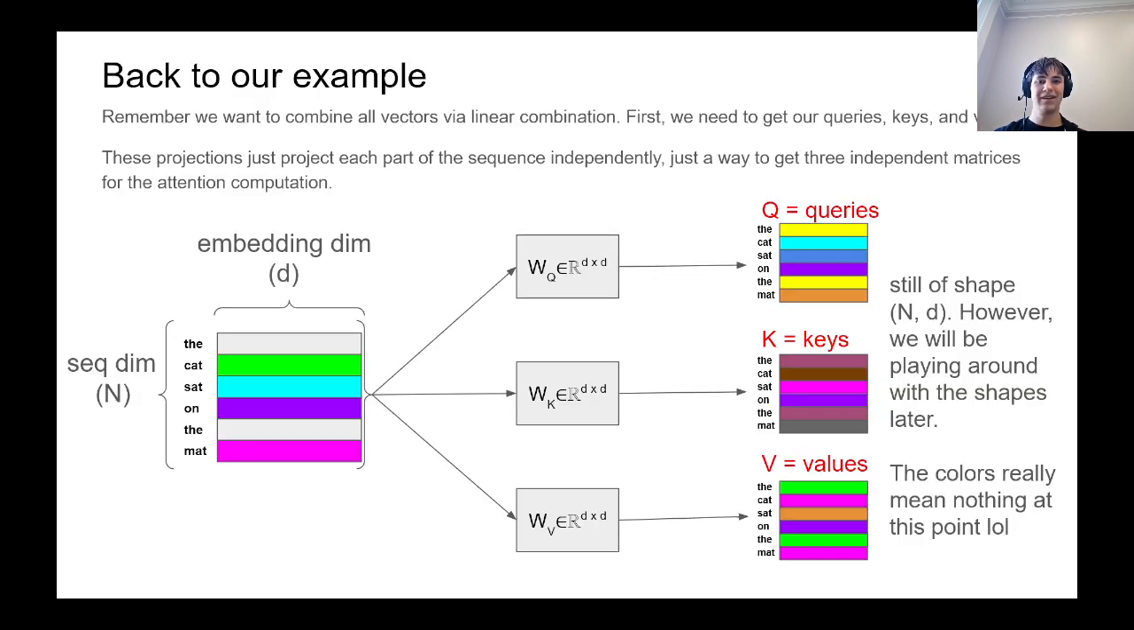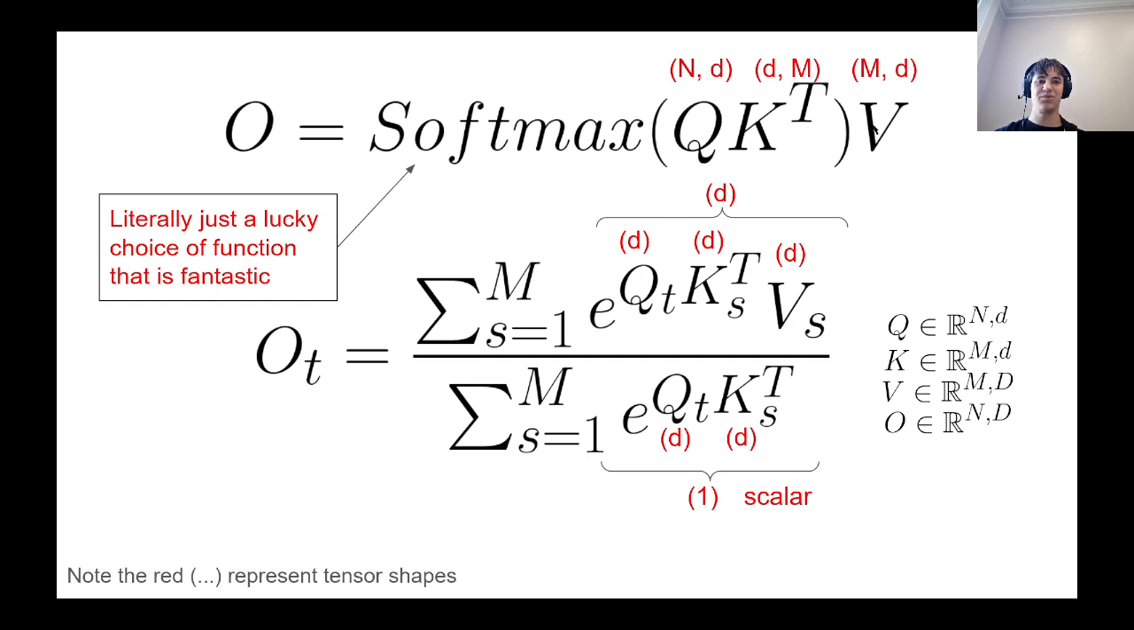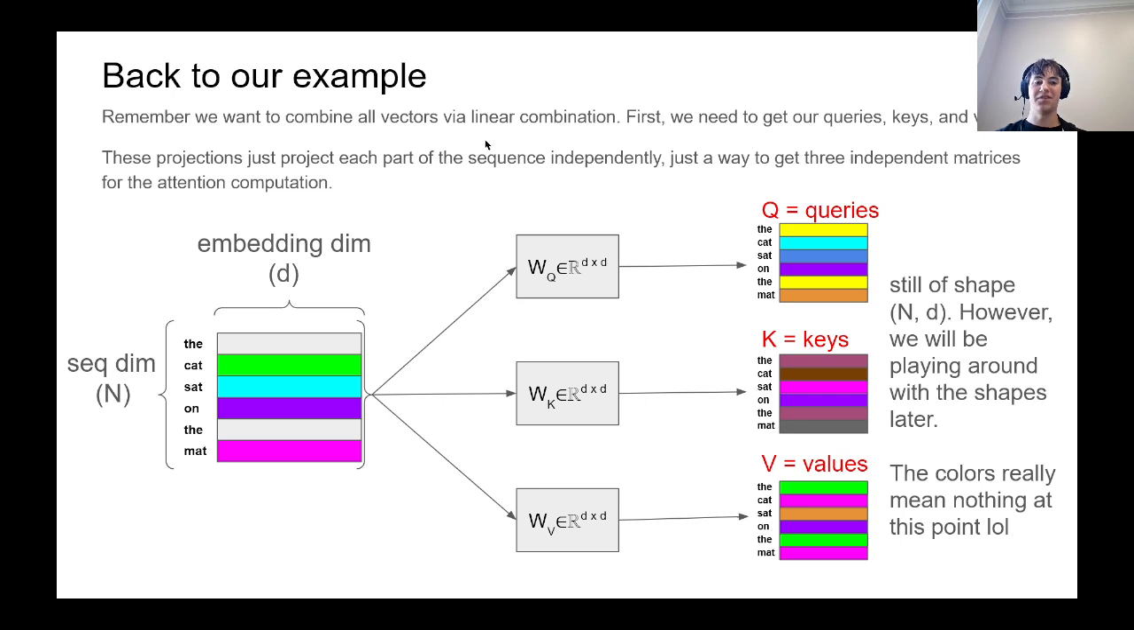So the first thing we need, looking at this representation, is our queries, keys, and values. And a side note on softmax: it is a lucky choice of function that is fantastic. Try to come up with a function that's better than softmax. I guarantee you cannot. And if you do, write a research paper about that. That would be awesome. Anyways, what we first need is our queries, keys, and values.